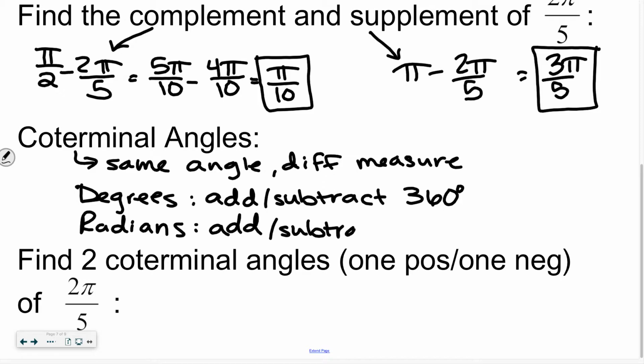If you feel comfortable with these things in degrees, you just have to make the equal substitution in radians. So what's equal to 360? It's 2 pi. So you're adding and subtracting full revolutions.